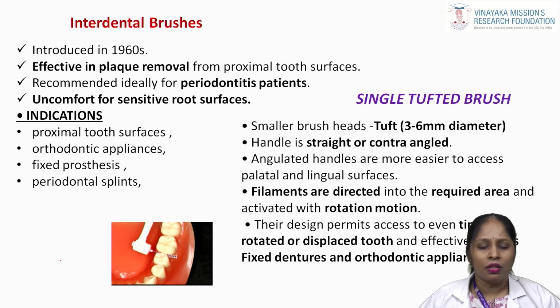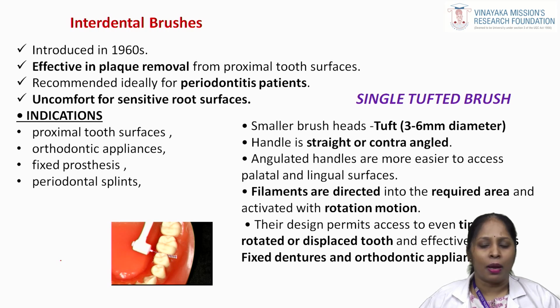As we have covered toothbrushes and toothpaste, moving on to the next topic, the interdental cleaning aids. Among interdental aids, the most commonly used are interdental brushes. They were first introduced in the year 1960. These brushes are effective in plaque removal from proximal tooth surfaces, and are ideally recommended for periodontitis patients. They are mainly indicated for proximal tooth surfaces, orthodontic appliances, fixed prostheses and periodontal splints.